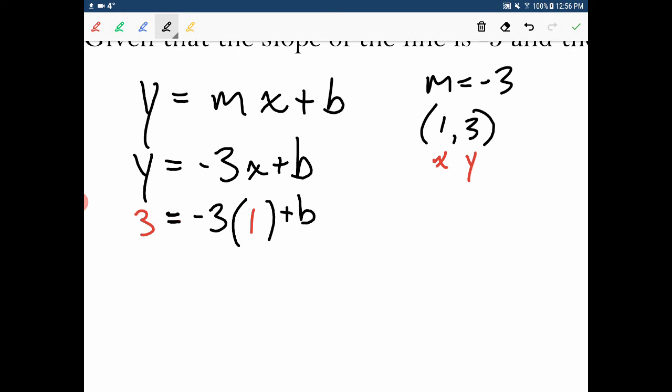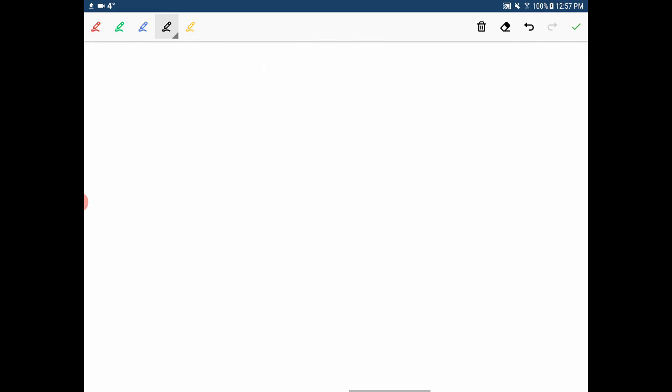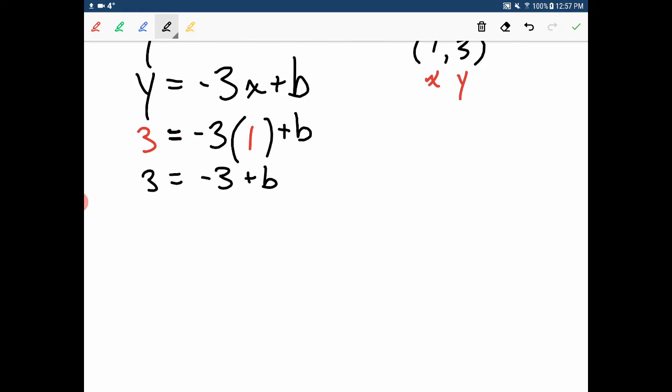Now we say 3 is equal to -3 times 1. That was an easy one. It won't always be that easy, but we get -3. Then what I like to do at this point, which is not strictly necessary since you could solve for b on either side, is the old switcheroo: I'm just going to rewrite this, switching the sides of the equation.